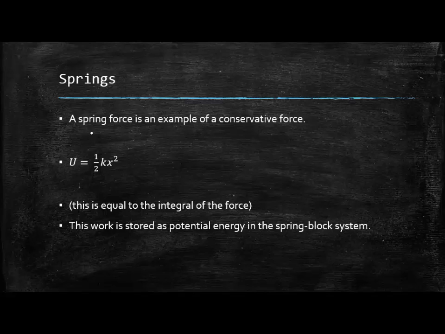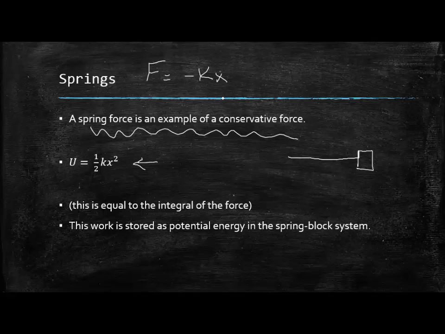Alright, spring force is another example of a conservative force because it will do work on a block or an object, but when the object returns to equilibrium, it's returning to the same spot that it started from, so the work done on it will be 0. This is going to be your expression for the potential energy of a spring, which is 1/2 kx squared. And this comes from the integral of your spring force. Remember that your force is equal to negative kx. This is your Hooke's law expression.